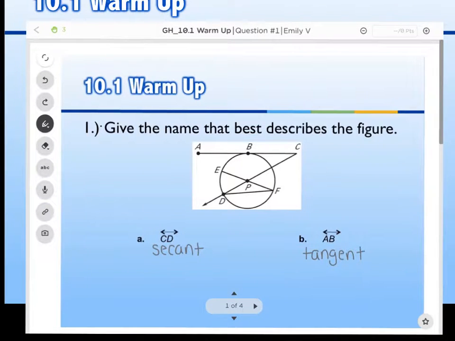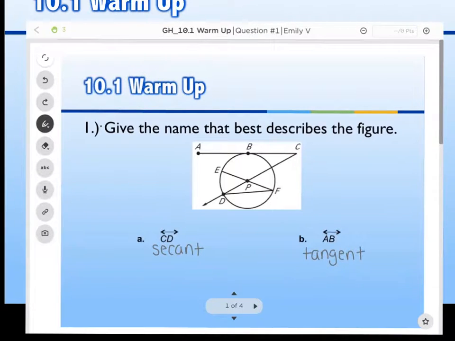All right, so 10.1 was all about the vocab of circles and then the couple of theorems that were attached to it. So this one just asks for the name that best describes the figure, because again, you might have more than one option. You want to do the most specific. So line CD is a line that touches the circle at 2 points, which would make it a secant. And then line AB would be a line that intersects the circle at exactly 1 point, which is a tangent.